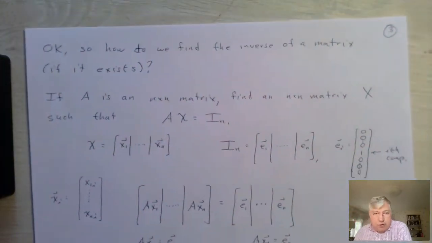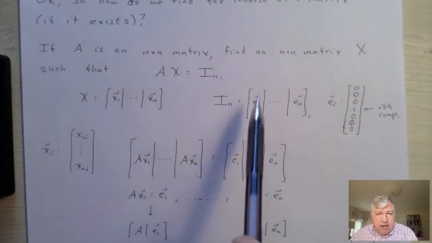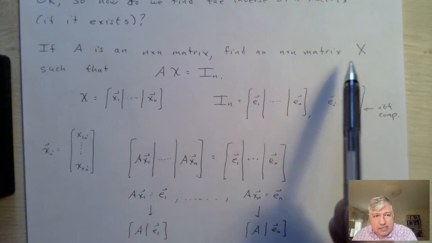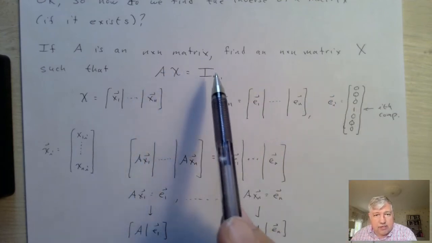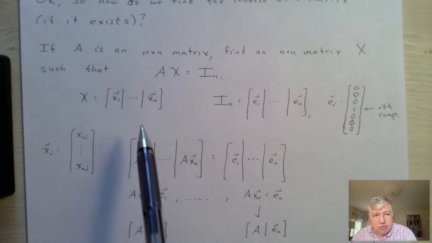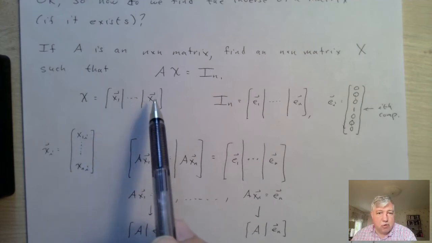Okay, page 3. So how do we find the inverse of the matrix if it exists? If A is an n by n matrix, we are trying to find another n by n matrix X such that AX is the identity matrix. The way we do this is we write X in terms of its columns. So we'll let X1 be the first column of X and so on.